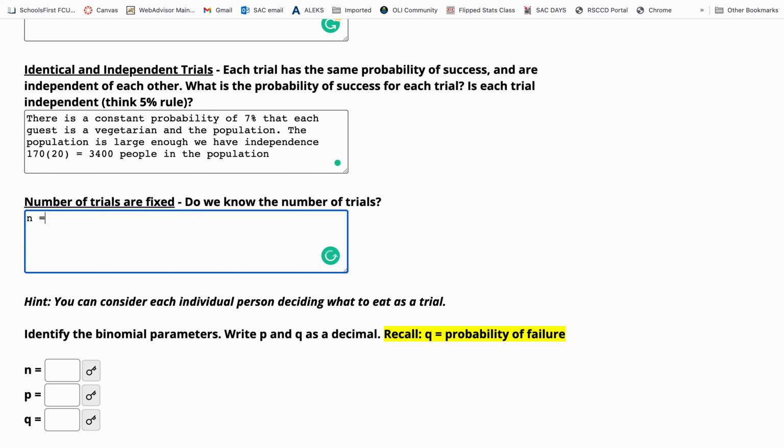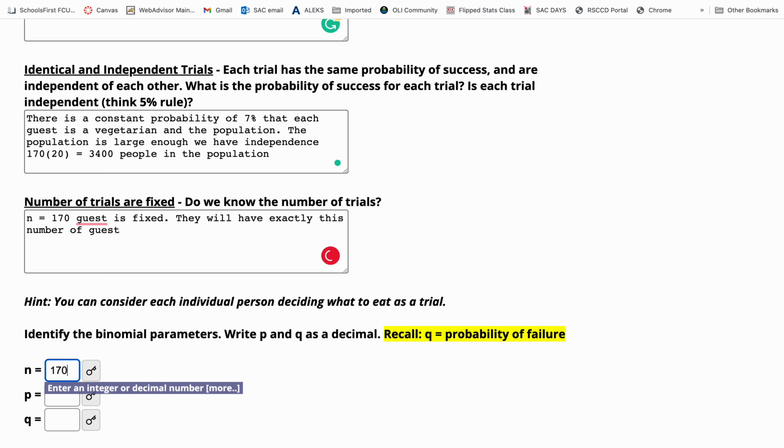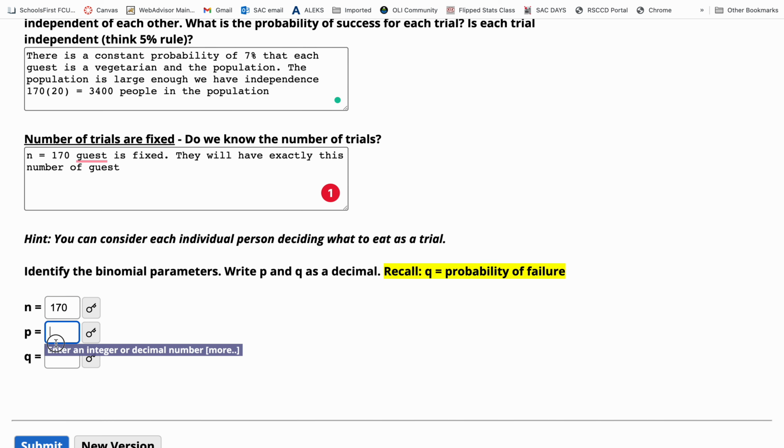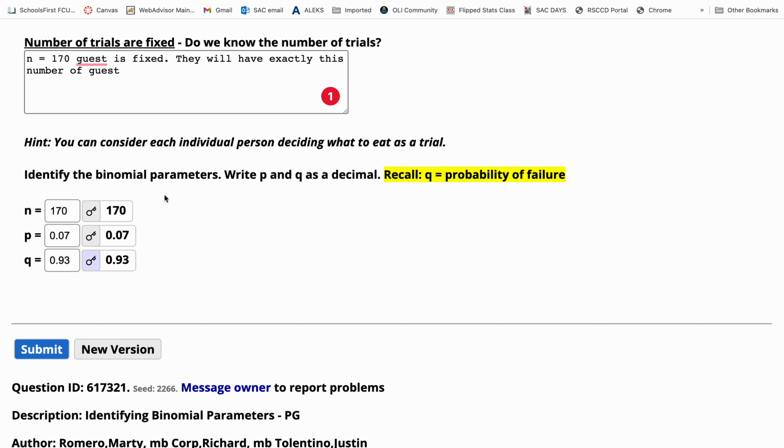The n in this problem equals 170 guests is fixed. They will have exactly this number of guests. So n in this problem is 170. p is the probability of success, which is 0.07. q is 0.93, the probability that you aren't a vegetarian, that is the probability of failure. It just wants to know, have you identified the variables?